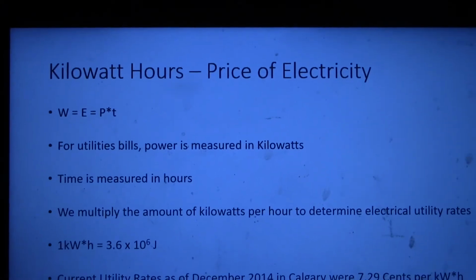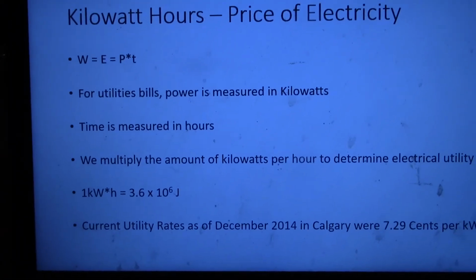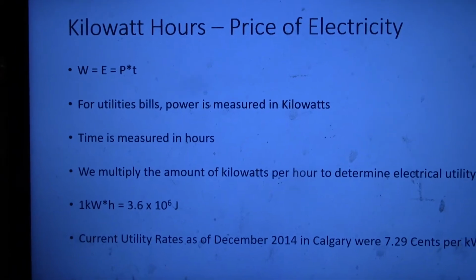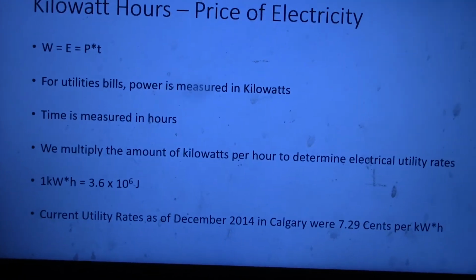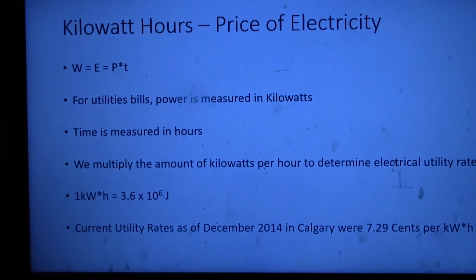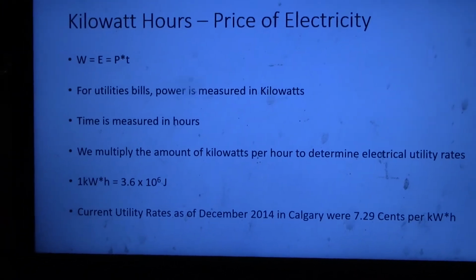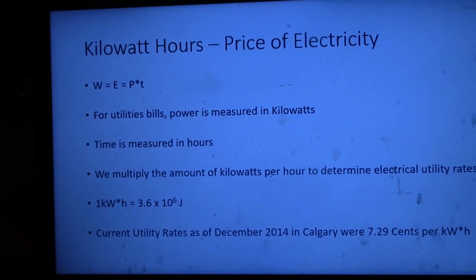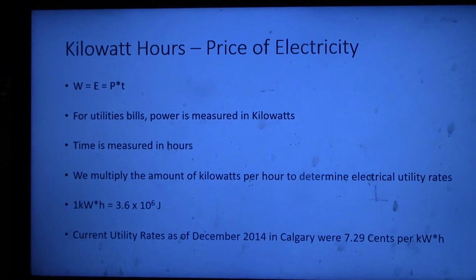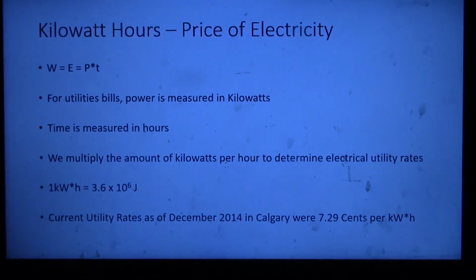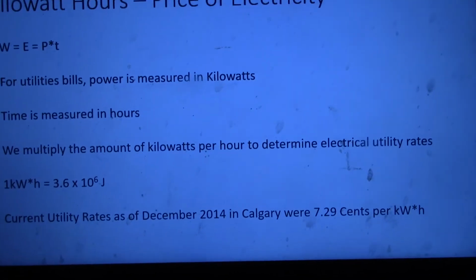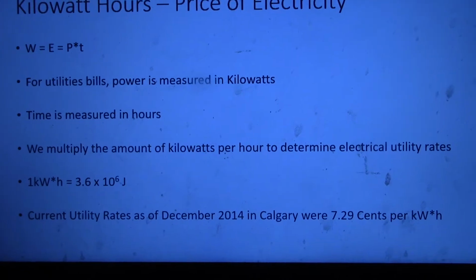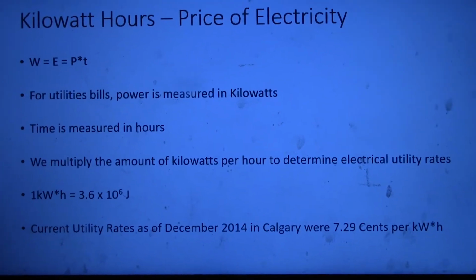So we actually determine our utilities bills in kilowatt hours. So we know that energy equals power times time. So 1 kilowatt hour is equal to 3.6 times 10 to the 6 joules. Time is measured in hours. So we can calculate our power bills from these equations. So this is in 2014. Power's about the same right now, a little bit cheaper, just because we're not using it as much due to COVID. Anyway.